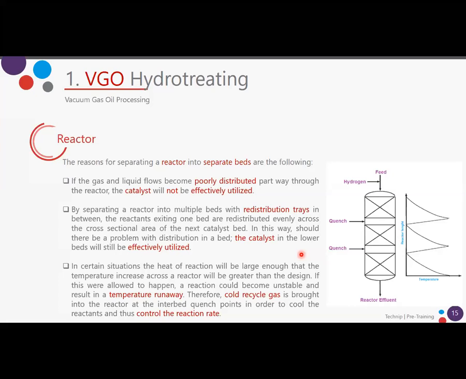If you read the second paragraph: by separating a reactor into multiple beds with redistribution trays in between, the reactants existing one bed are redistributed evenly across the cross-sectional area of the next catalyst bed. In this way, should there be a problem with distribution in a bed, the catalyst in the lower beds will still be effectively utilized. So if you have good distribution between the liquid and the gas, the reaction efficiency becomes high.